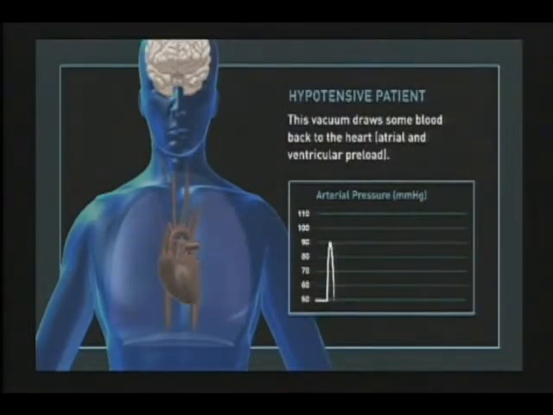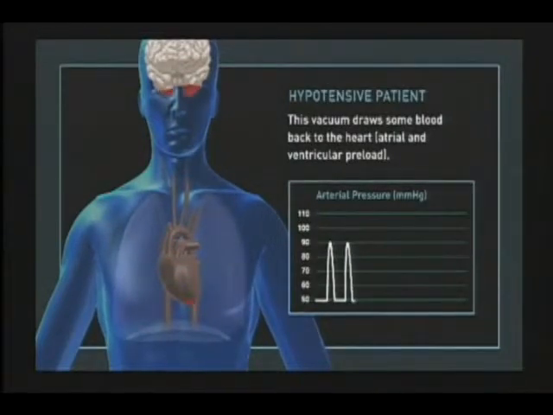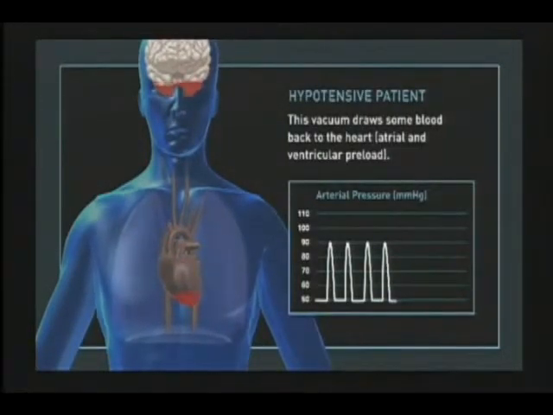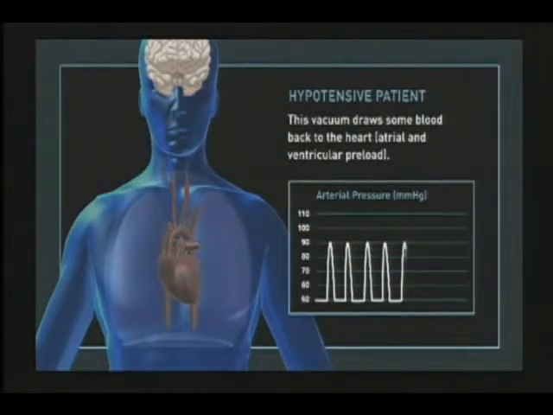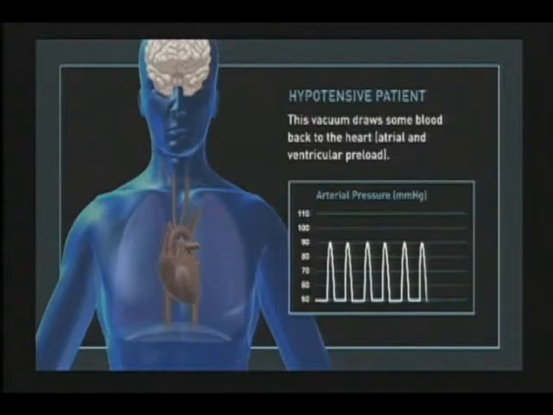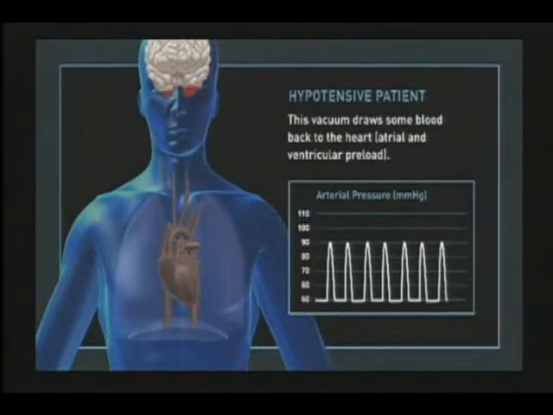This negative pressure, or small vacuum, draws some blood back to the heart and is referred to as preload, which is circulated forward on the next contraction. This vacuum also lowers intracranial pressure, which enhances perfusion to the brain. However, this small vacuum alone oftentimes does not create enough preload to maintain a normal blood pressure.